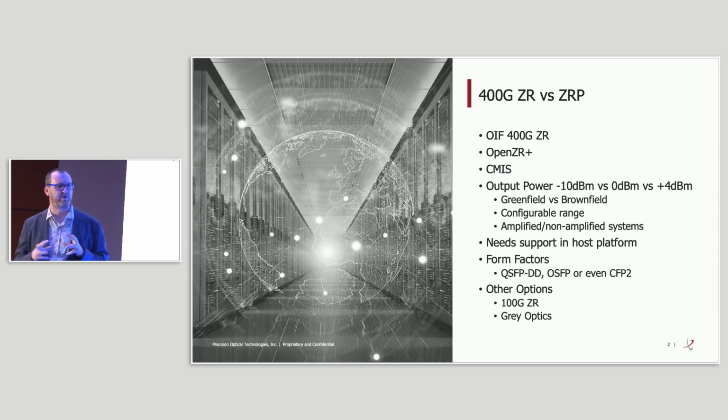And then there's other things as well that are kind of ancillary. 100 gig ZR is something a lot of people are talking about. QSFP28 that can do the 100 gig version of what a 400 gig coherent optic can do. And there are some interesting grey optics out there as well.